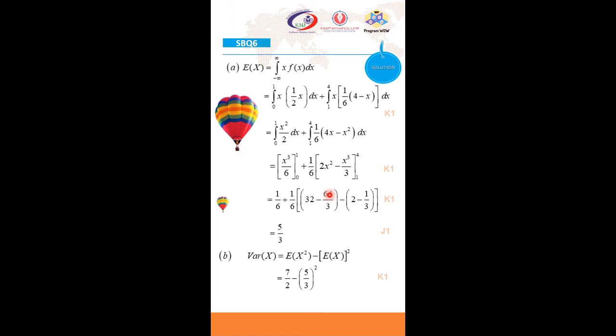Yes. And then to find the variance, since E(X squared) is already given, we just substitute into the formula. So substitute the value of E(X) here at the back, because it is the square of E(X) at the back, and then the given 7/12 at the front. So k1. And then the value of the variance, 13/18, is j1. So 2 marks to find the variance.